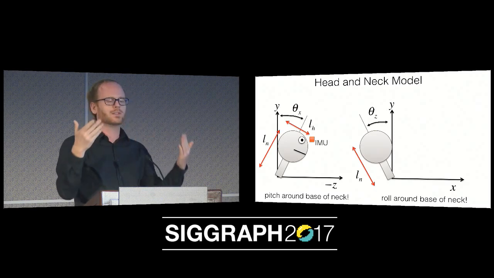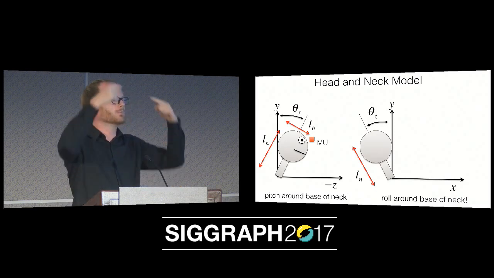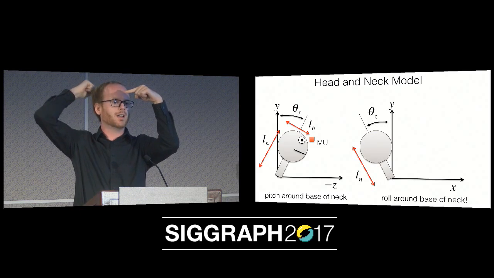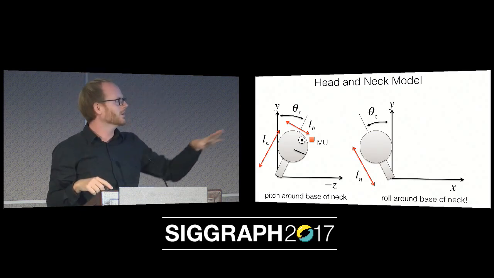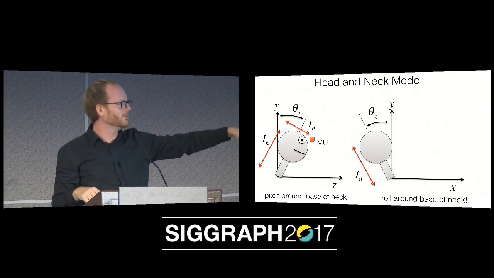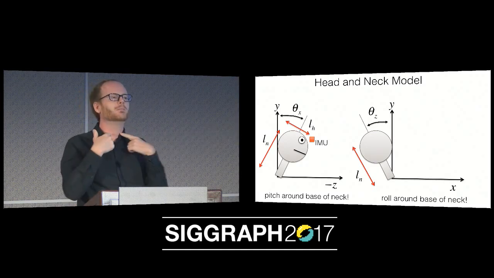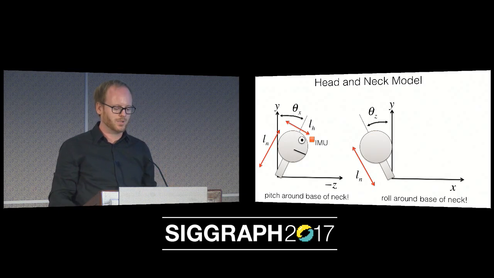So we can use this head and neck model if we have a reasonable approximation of the distance between the IMU and the base of the neck, and the length of the neck and the head. We can incorporate this into the rendering and define the center of rotation to be the base of the neck. That's usually called the head and neck model.